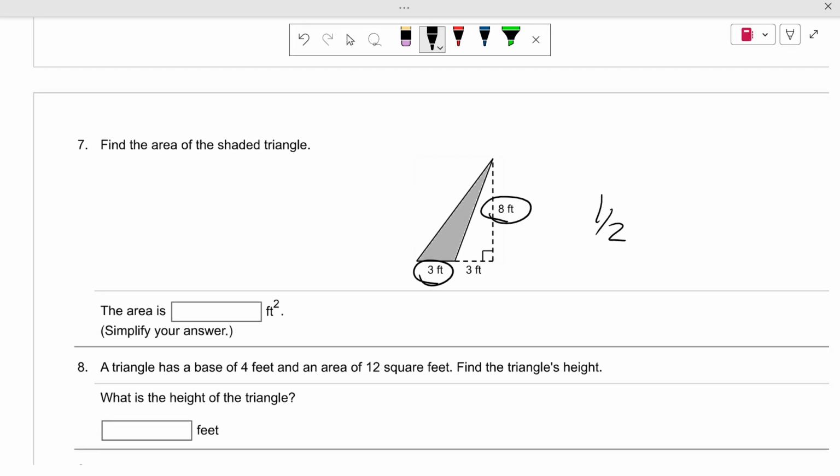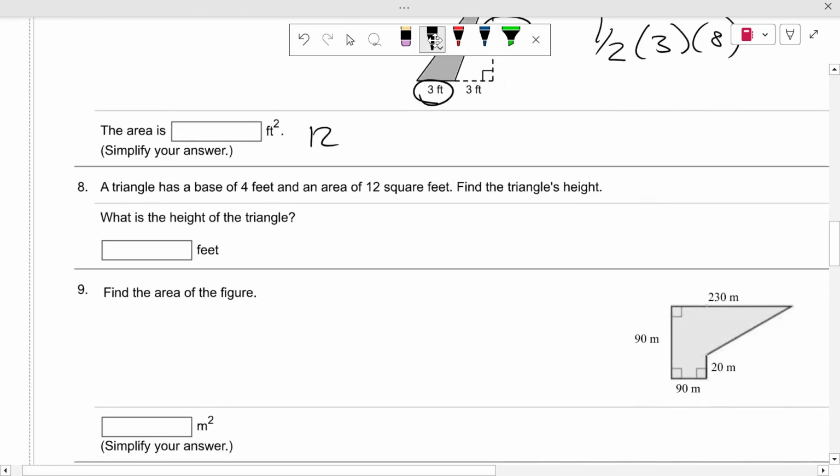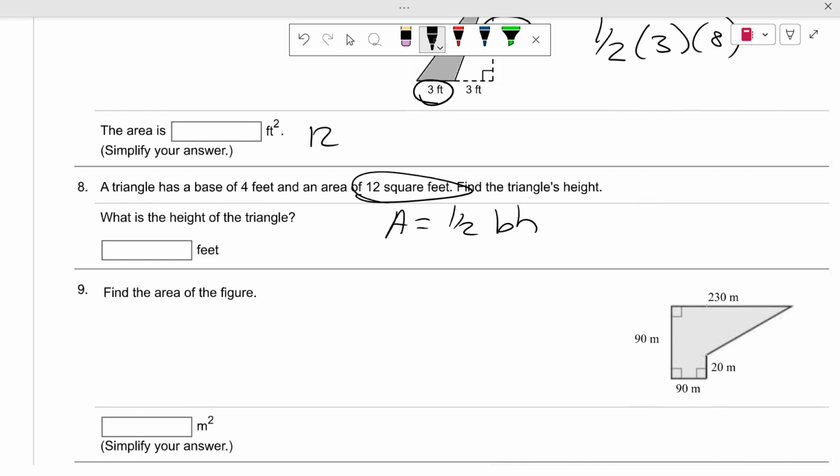So you go 1/2 the base times the height, which is 12. All right. Area of a triangle is 1/2 the base times the height. The area is 12 equals 1/2 of 4 times h. Well, what's half of 4? 2. So 12 equals 2h, so h must obviously be 6.